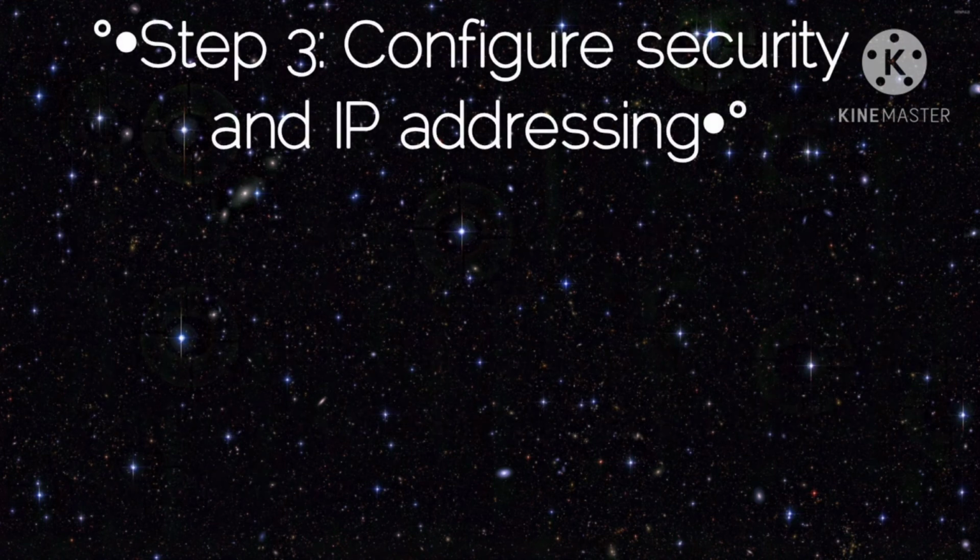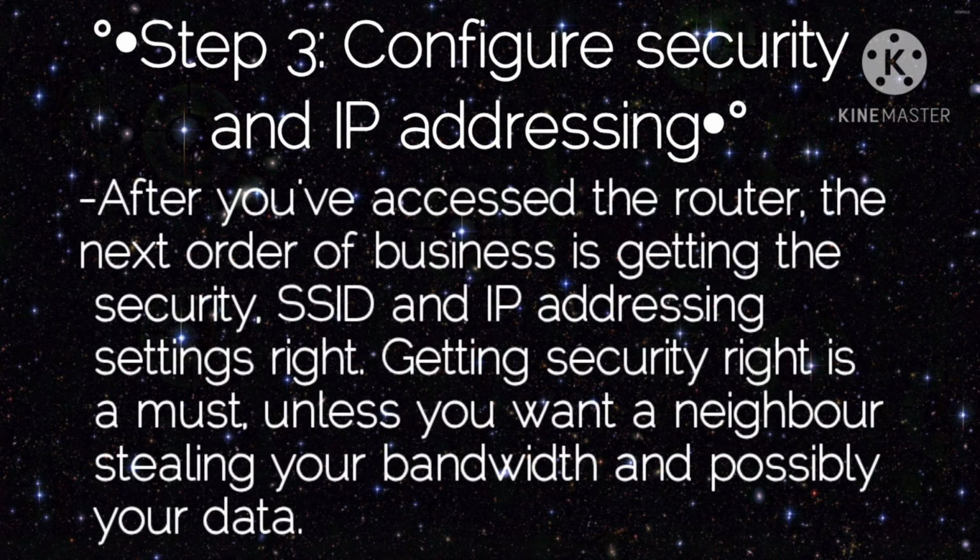Step 3. Configure security and IP addressing. After you've accessed the router, the next order of business is getting the security, SSID, and IP addressing settings right. Getting security right is a must, unless you want a neighbor stealing your bandwidth and possibly your data.